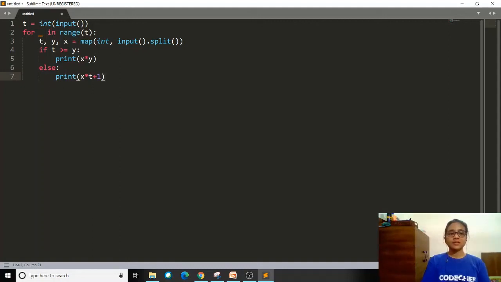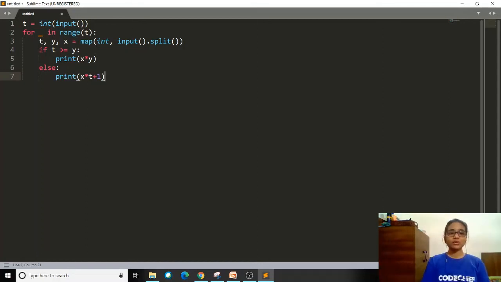Else, if t is less than y, then in that case our answer is x into t plus 1. And how we have reached this answer, we have already discussed during the discussion of the solution. So I hope that you have understood that well.